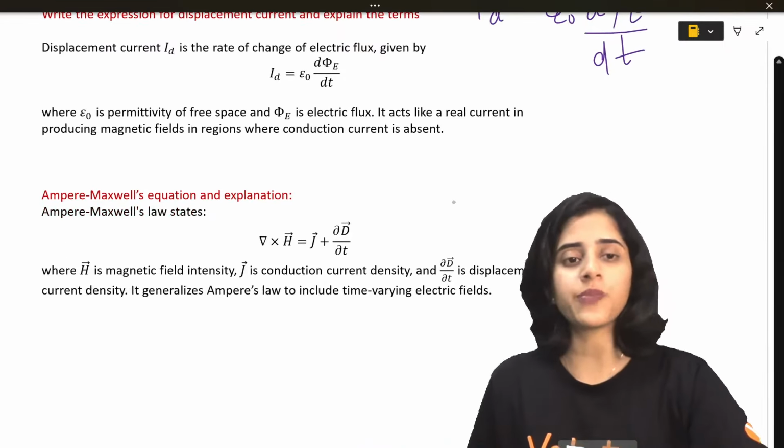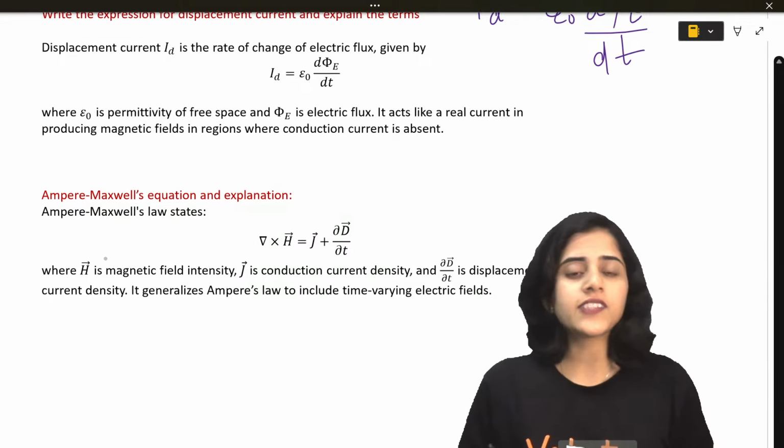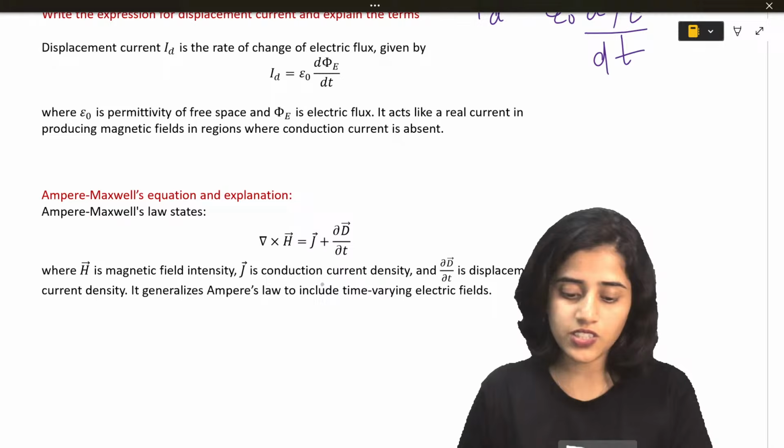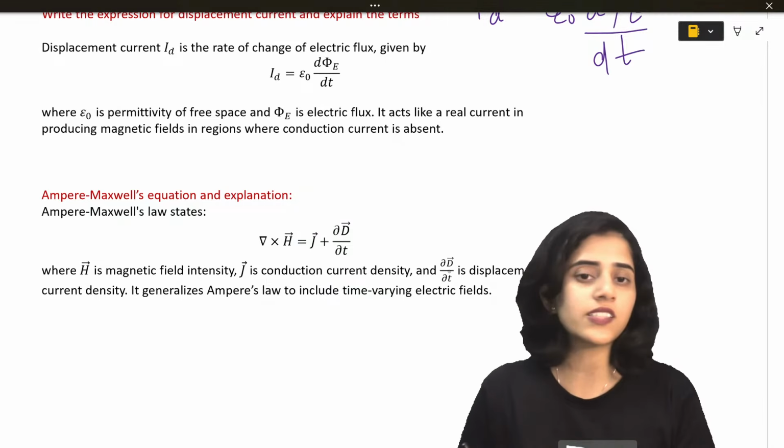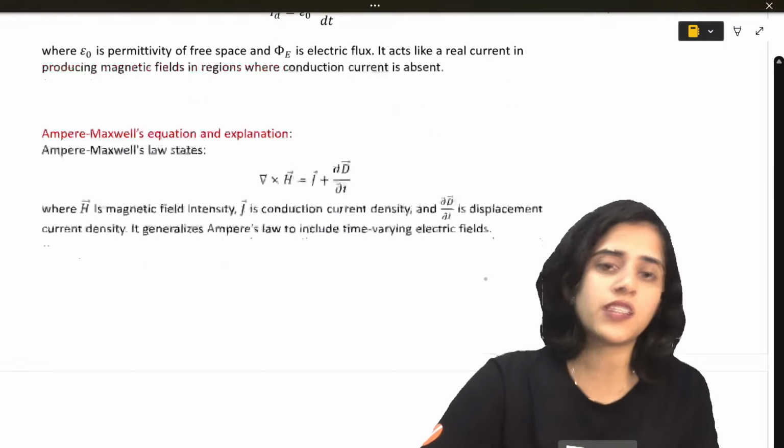Okay, yeah, next question. Ampere-Maxwell law states that, where H is the magnetic field, J is the conduction current density, and so on. This is just a 2-mark question. You might get 2 marks for this.